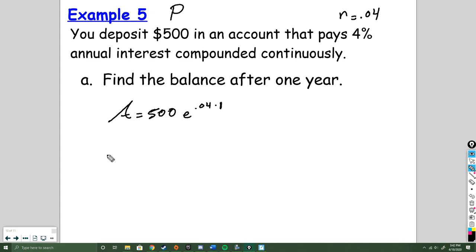If we type that into our calculator, we get approximately $520.41. So we earned $20.41 in interest over that year. That's not bad. If it was just sitting in that account, I'll take the extra $20.41. That sounds good to me. The next thing that we're going to do is figure out what the graph of this function looks like.